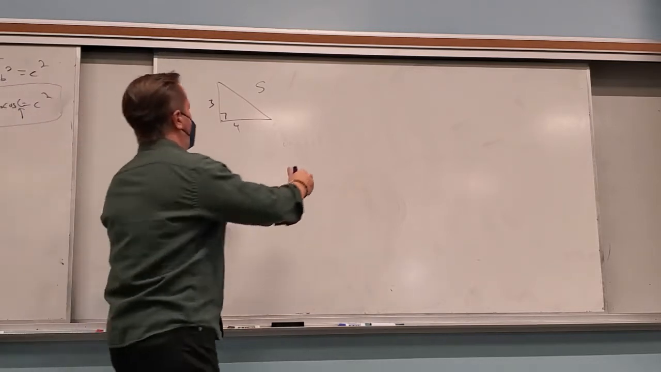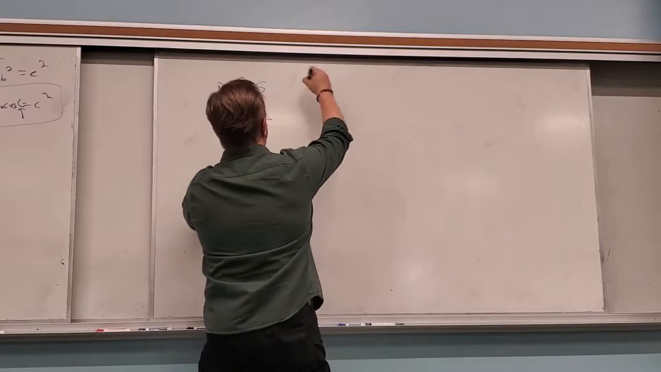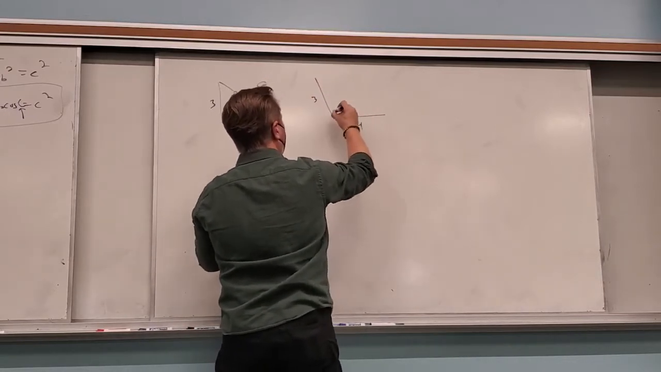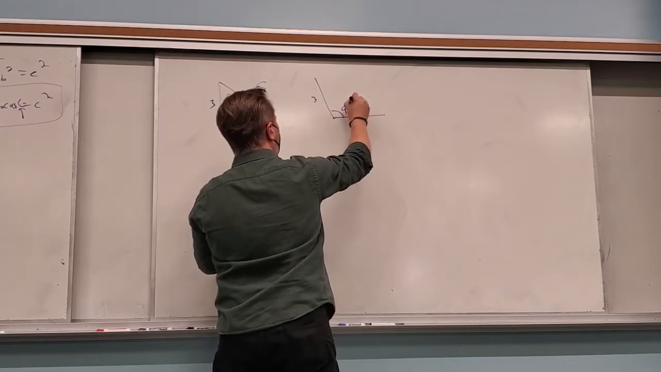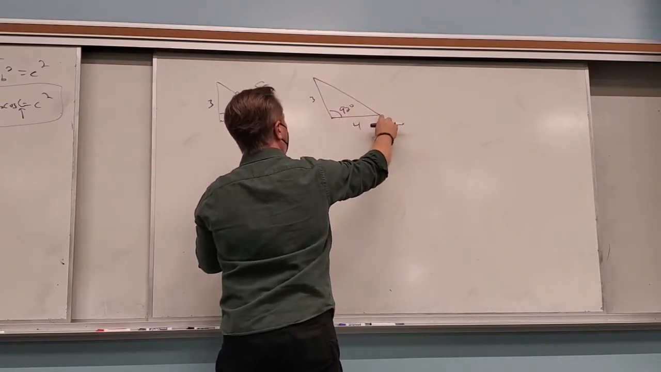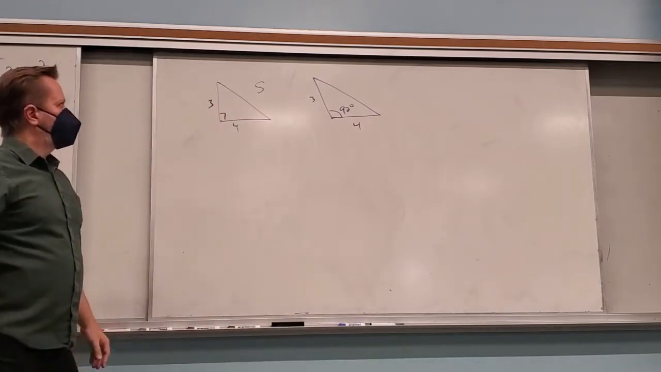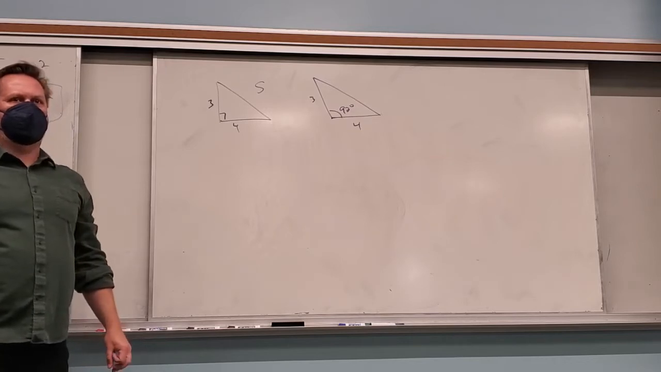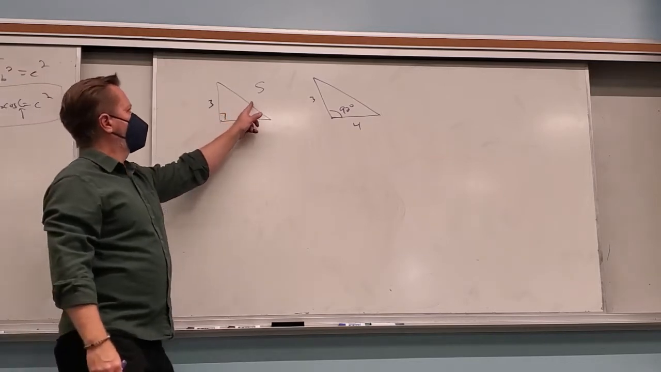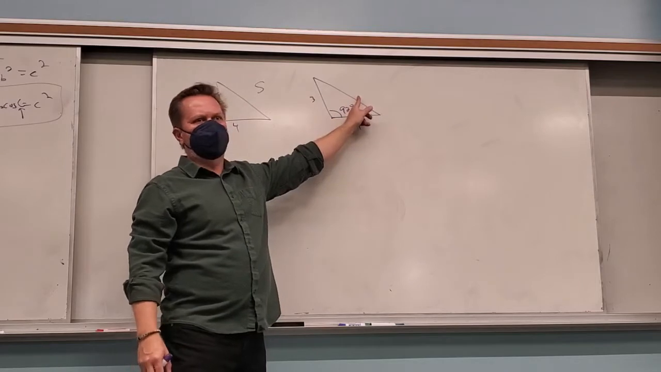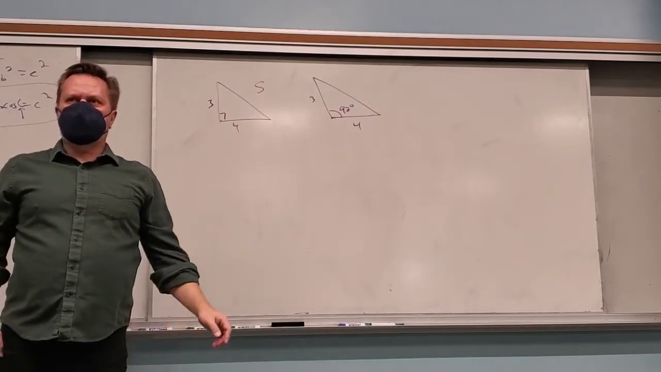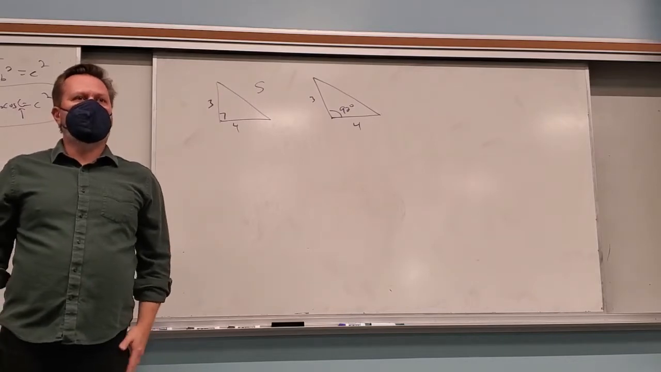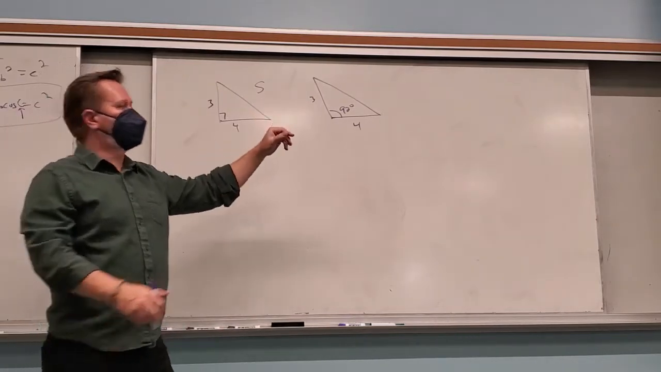What if I had 3, 4, but this is 92 degrees? Let's make some predictions about what's going to happen here. Do you think this side should be 5 still? Should it be a little bigger or a little smaller? Should be bigger. Could I use law of sines to figure out this side?